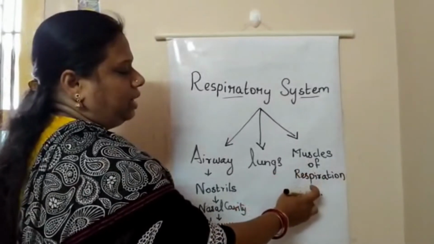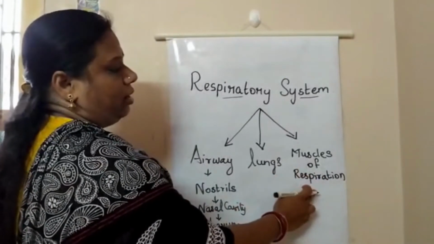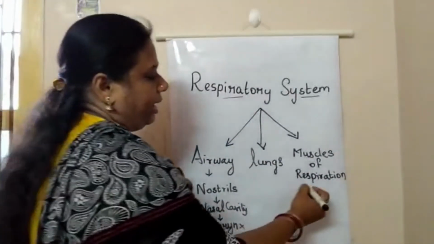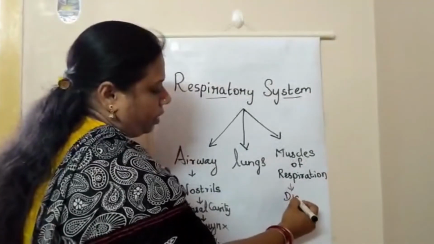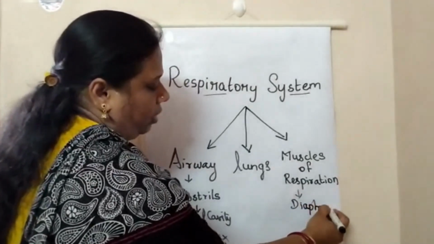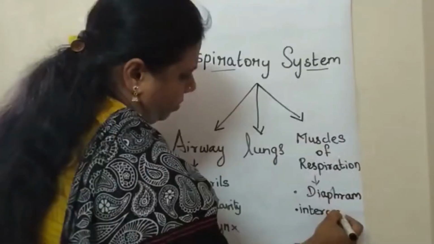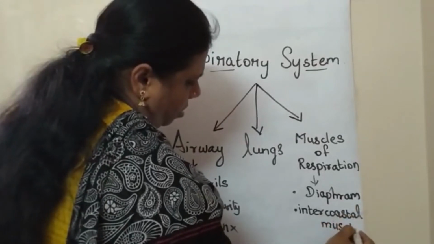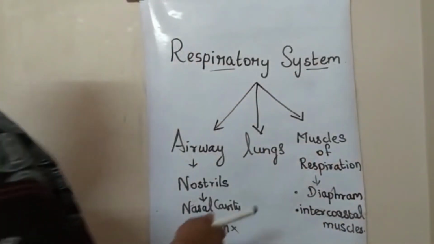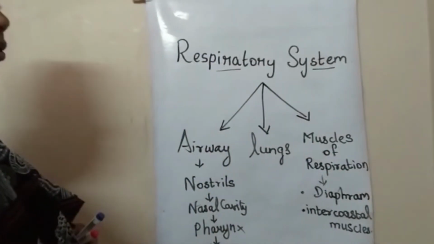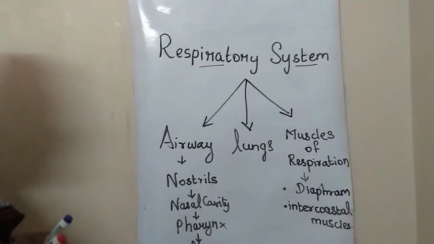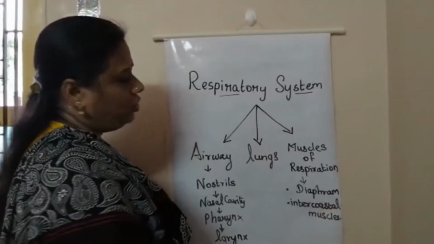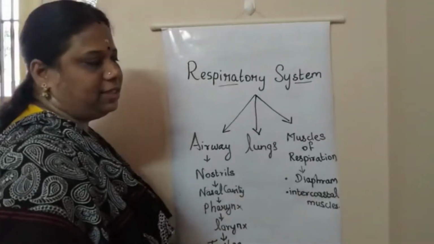So the third one is muscles of respiration. What are the muscles involved in the process of respiration? Diaphragm and intercostal muscles, isn't it? So it acts as a pump to push in air and to give out carbon dioxide. Children, this is all about respiratory system.